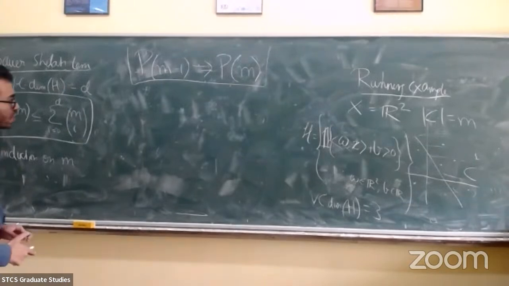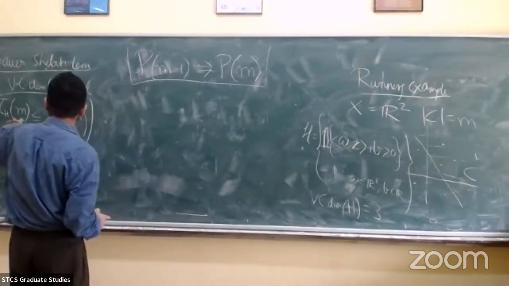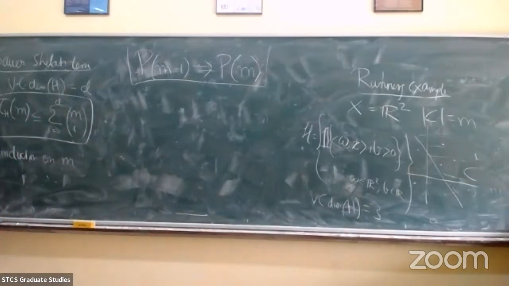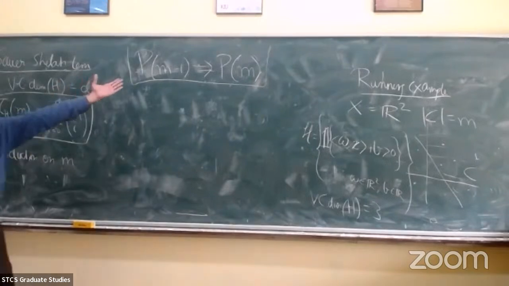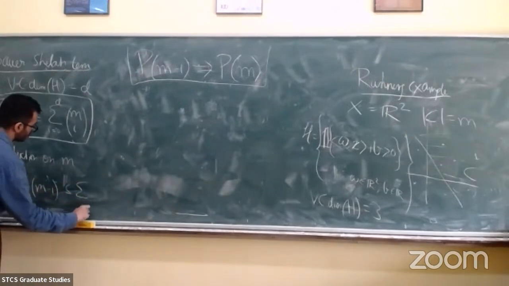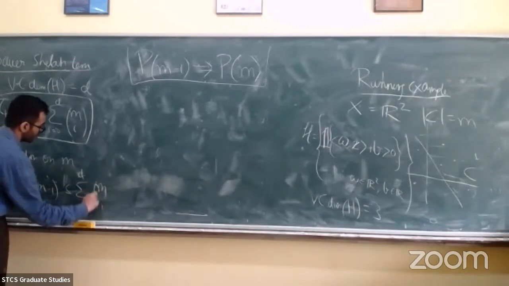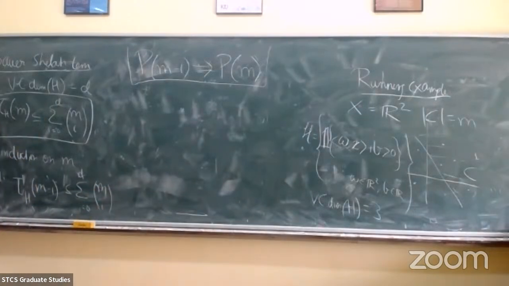Great. So okay, what do we have to show? What we know, we can assume. So we assume P of n minus 1, right? So we assume that tau h of n minus 1 is at most the sum over i from 0 to d of (n minus 1 choose i).